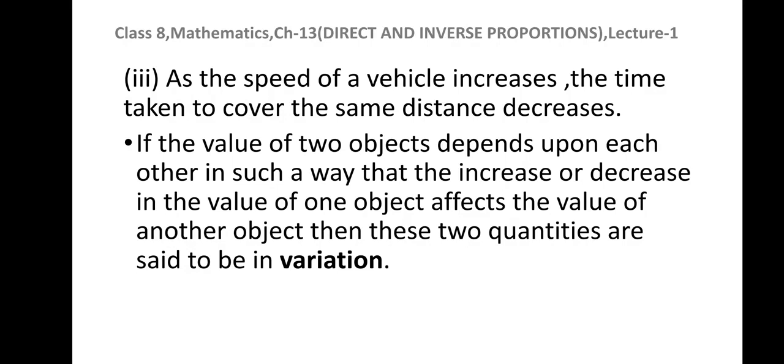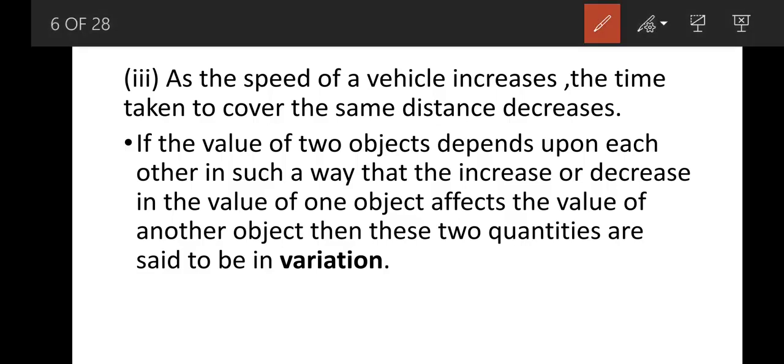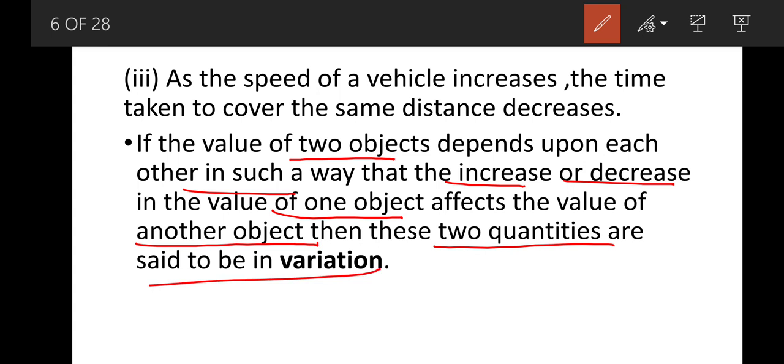So, if the values of two objects depend upon each other in such a way that increase or decrease in the value of one object affects the value of the other object, then these two quantities are said to be in variation. So, what do we mean by variation? If the values of two objects depend upon each other in such a way that if I am increasing or decreasing the value of one object and this increase or decrease affects the value of another object, then these two quantities are said to be in variation.